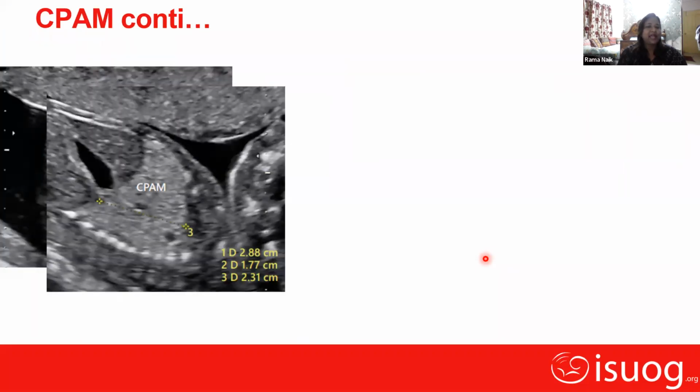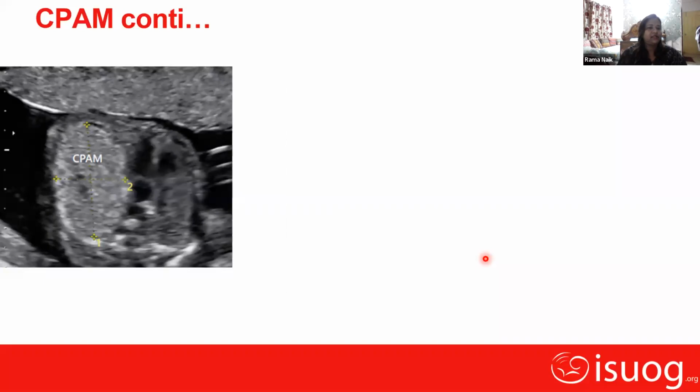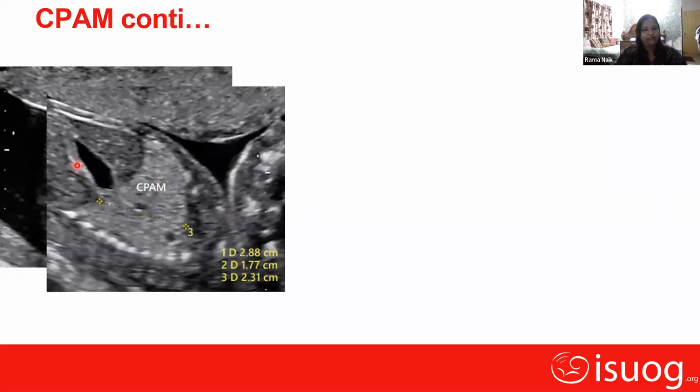So these are the scan pictures. This is CPAM here. The mass is here, an echogenic structure, and this is a solid mass, microcystic type. And same in the sagittal view. This is the diaphragm, and this is the stomach, means this is the abdominal part, this is the thorax, and this is the echogenic mass here.